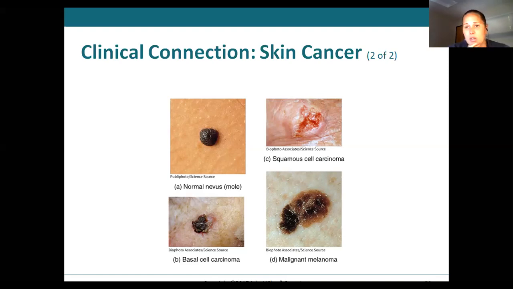Basal cell carcinomas are probably a little more benign than a malignant melanoma, which is something to be a little bit more concerned about, because it can metastasize and move to different regions of the body.